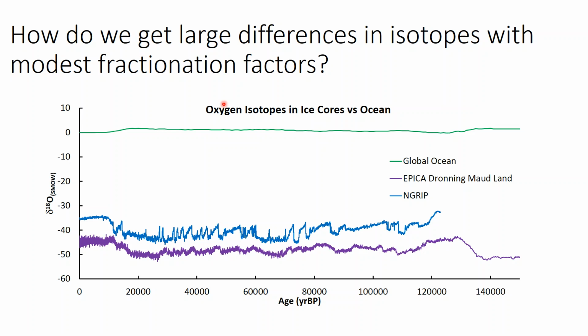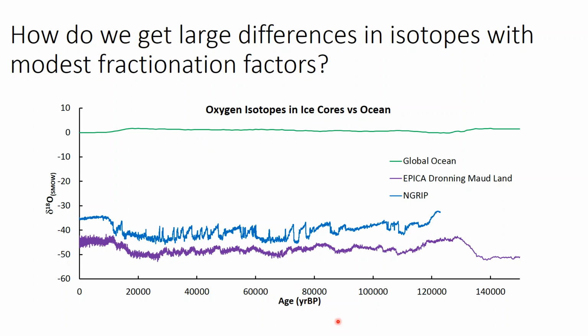Right, so one of the questions we might ask in isotope geochemistry is how we can actually get quite large differences in the isotope ratios recorded in different things we find around the Earth, so between maybe the ocean and ice sheets here, when actually some of the processes or the equilibrium fractionations that can separate the two isotopes one from the other are relatively modest.